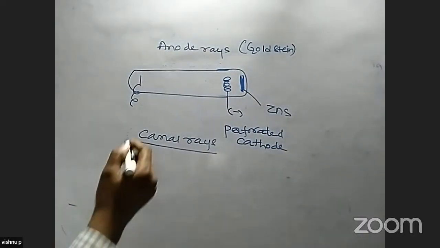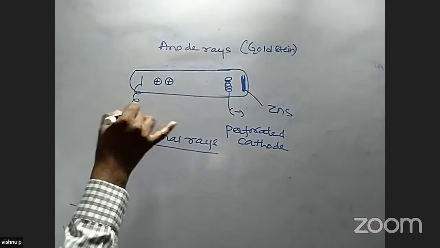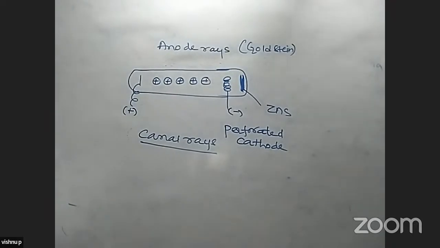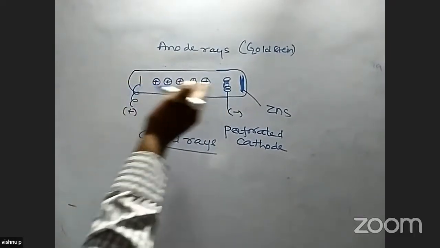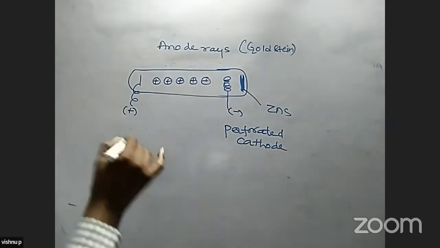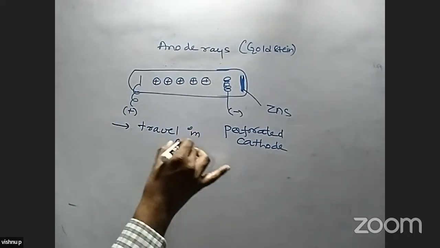When we use low pressure and high voltage conditions, electrons are separated from the atom and attracted towards one side, and the positive nucleus is attracted towards the opposite side. This nucleus contains both the protons and the neutrons. So the e by m value depends on the nature of gas. These positive rays are attracted towards the perforated cathode and strike the zinc sulfide screen, giving some scintillation. These are called anode rays. Anode rays also have properties: they travel in straight lines.